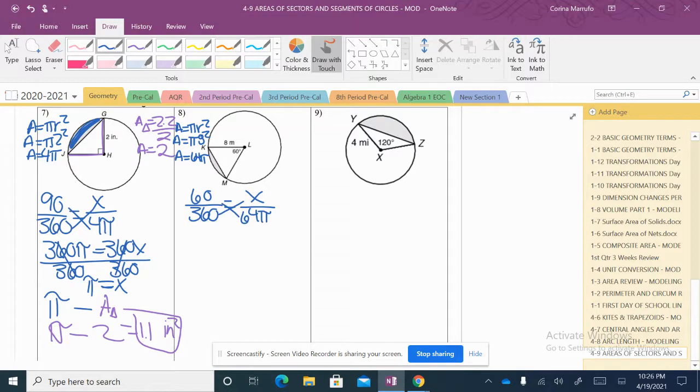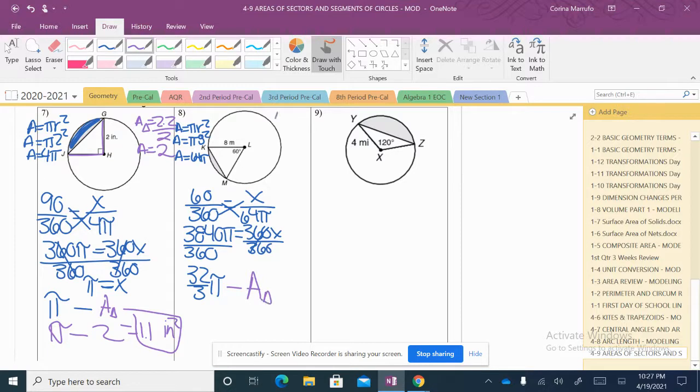Okay, we cross multiply. So 60 times 64 gives me 3,840 pi equals 360x. I divide both sides by 360. This cancels. This gives me 32 over 3 pi. Okay. So now that I have that, I'm going to go ahead and subtract the area of the triangle.